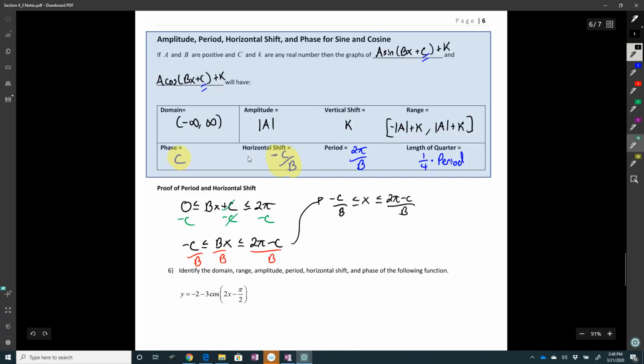So what I want you to notice is the shift that happened. The original graph started at 0, and now we end up at negative c over b. That is the horizontal shift. And that's where that formula comes from. So when you're comparing it to the original function, that's the shift. Now the phase is when you compare it to a graph that's already been stretched.